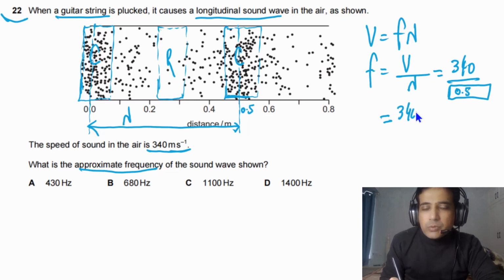Now you just need to simplify. So we have 0.5, and this is divided by 10. So we can say this is 340 divided by 5 multiplied by 10.